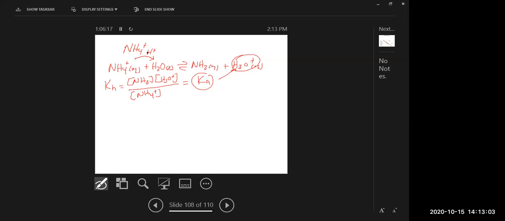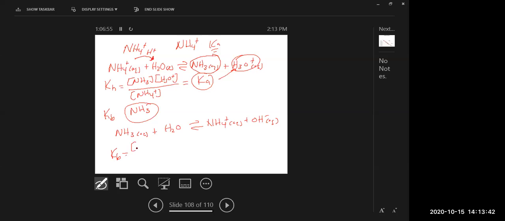Now, the problem that I think a lot of you might be asking is, I can't find, say, this guy on a table for a Ka. You might be right. But if you look at a Kb table, you will be able to find NH3. And that is where that guy came from. If you look at the NH3 reaction, it would technically be NH3, which is a weak base, plus water, gives you NH4 plus and OH minus. This is a Kb expression.